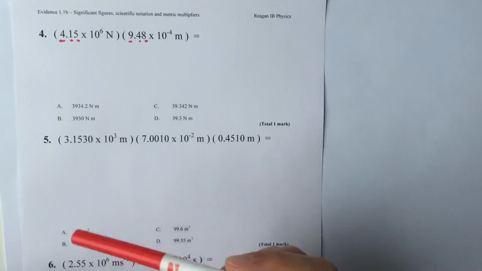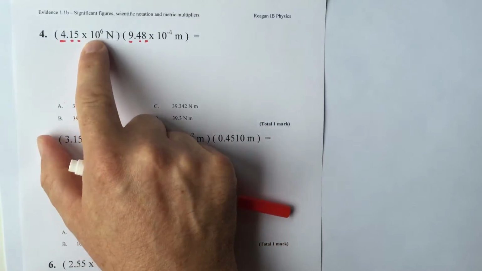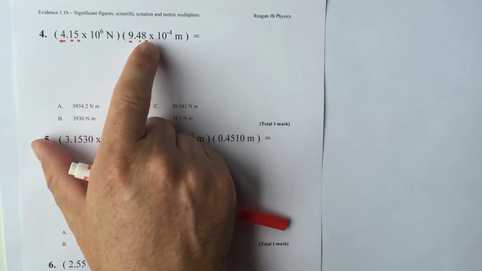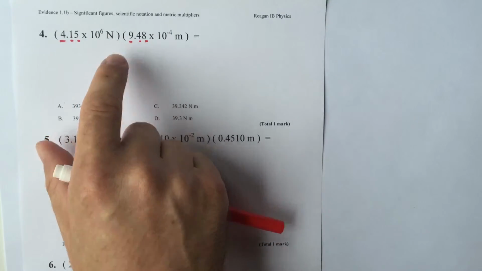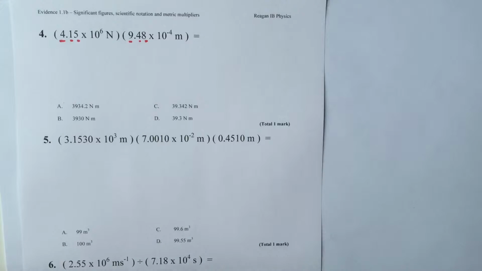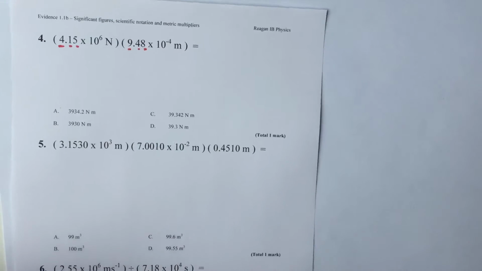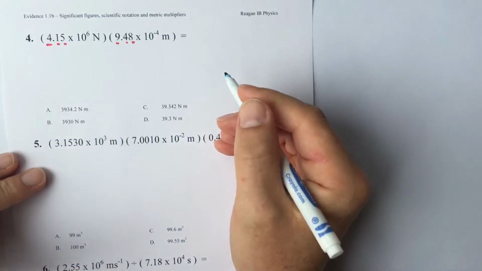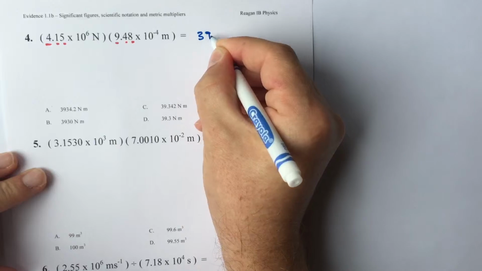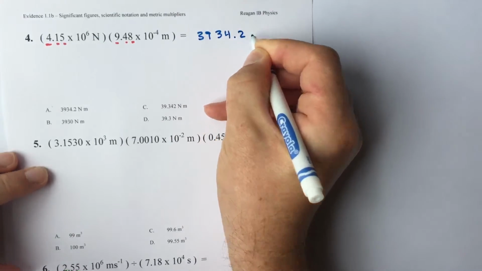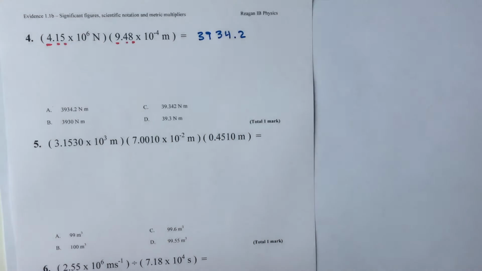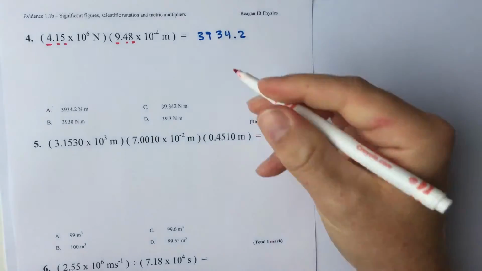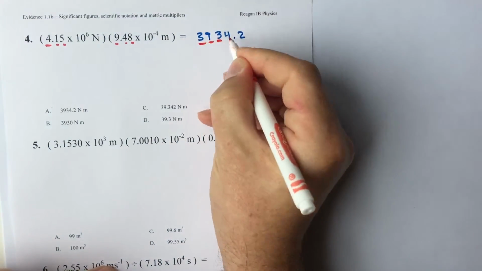If you have questions about how to type in times 10 to the 6 or times 10 to the negative 4 into your calculator, I put some directions on how to do that with your calculator in the notes for 1.1b. When we do that, we get a number like this. We get 3,934.2. In order to have 3 sig figs, we want to round this number off. Right? 1, 2, 3 sig figs.